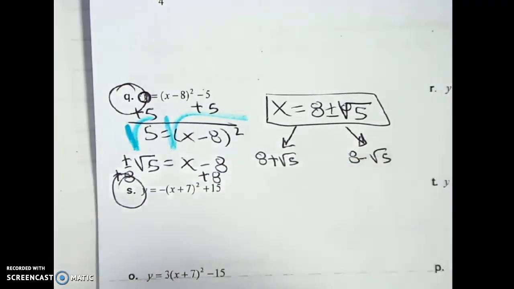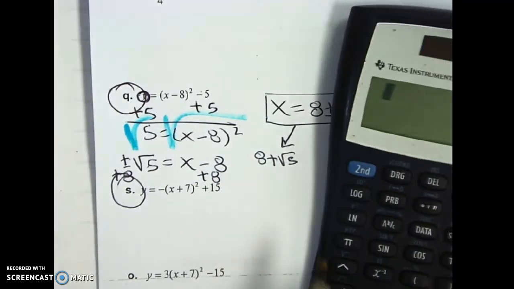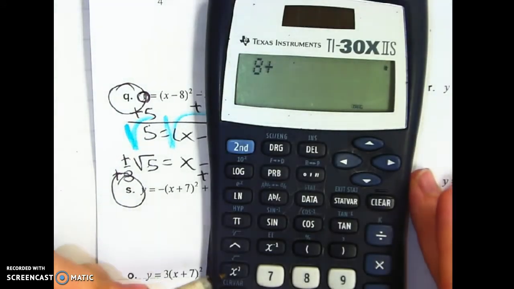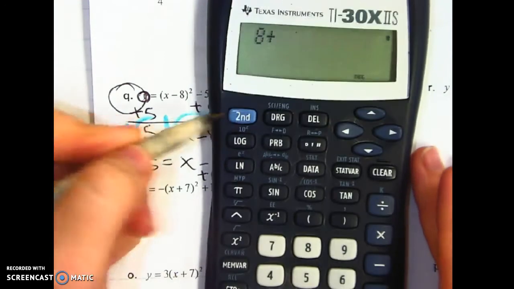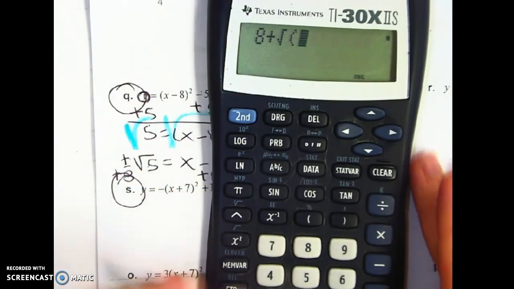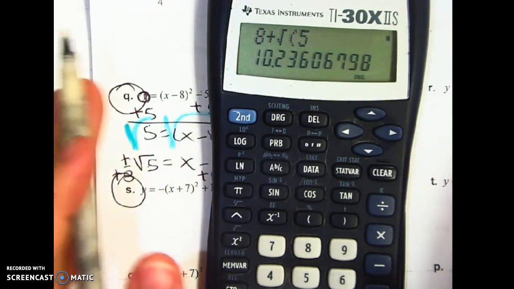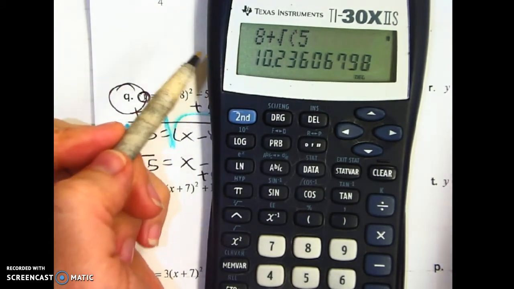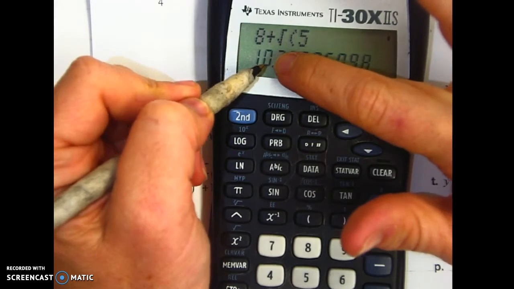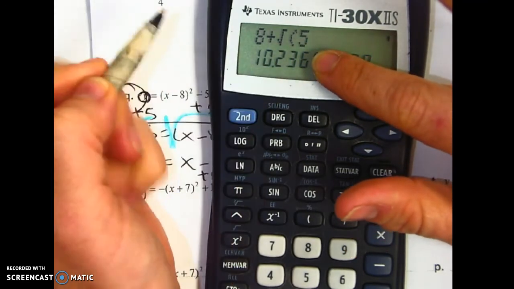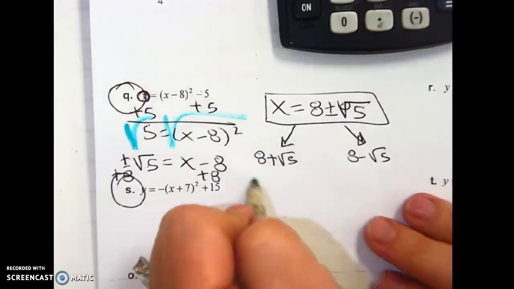So if you look here, I'm going to turn it on. I'm going to go 8 plus. The square root button is this blue button right here, which is right underneath the squared. Since it's blue, you press the blue button. So second squared, 5. And you get this long number. I only want you to round it to the nearest hundredth. When you think of hundredths, just think of money. This is $10 and 23 cents, but the number is a 6. So instead of 23 cents, it's 24 cents.